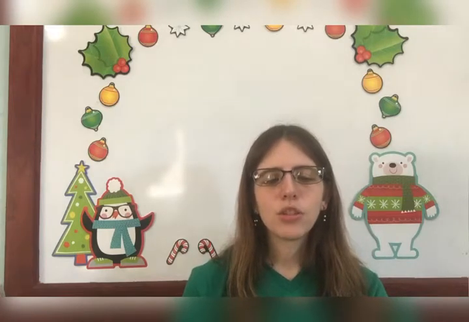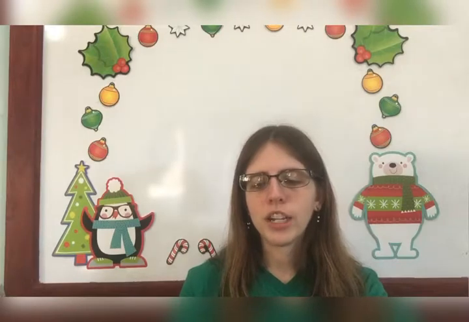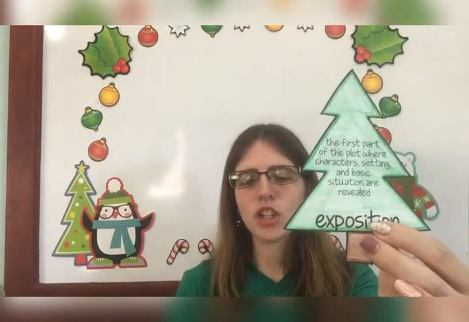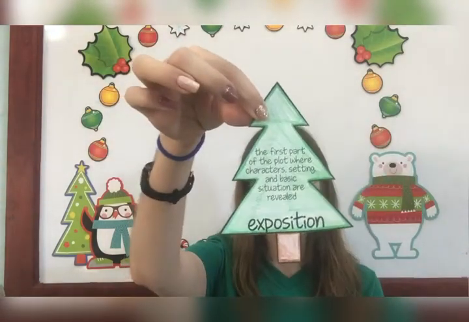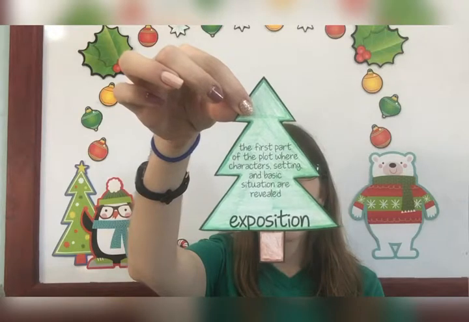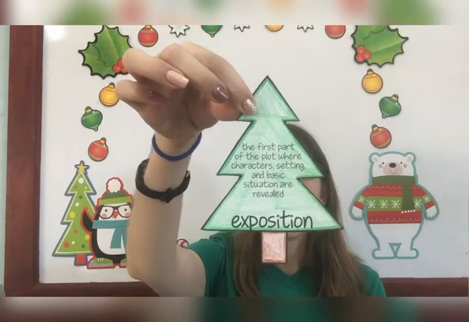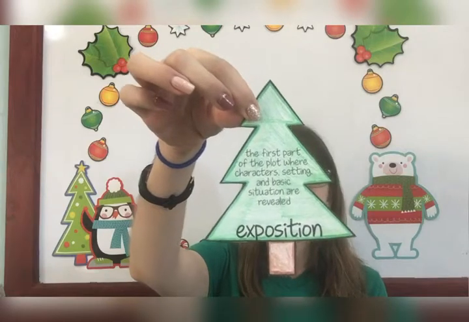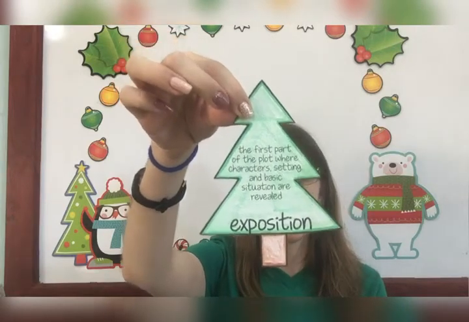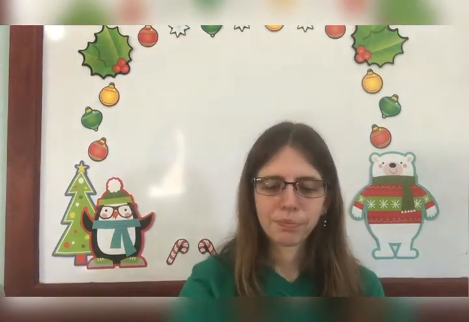The beginning of a story is called the exposition. This is where the characters are introduced, the setting is described, and any basic information is revealed. So that's the exposition, the first part. It's the first part of the plot where character, setting, and basic situations are revealed. So what's going on is basically given in the exposition.